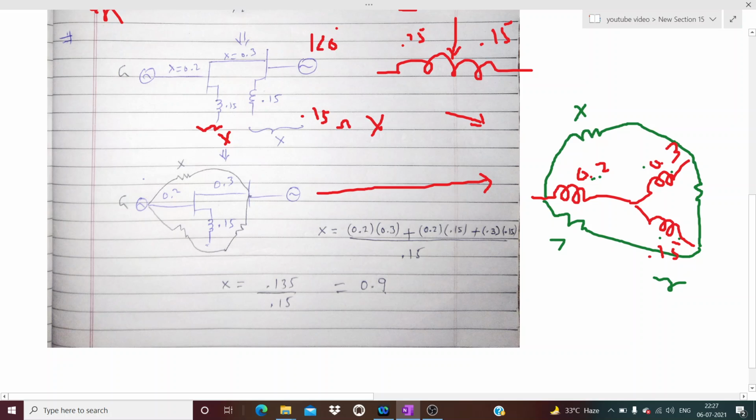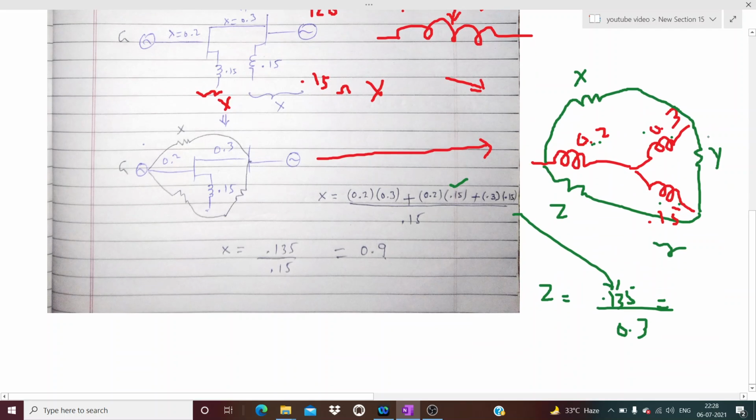So what about z and y? Similarly, the numerator part for z will be the same. This is just the conversion of star into delta. So for this inductance z also, the numerator part is the same. In the denominator you have to divide by its opposite side reactance. So this is 0.3. Otherwise the denominator will be the same, 0.135 only. I hope it is clear.